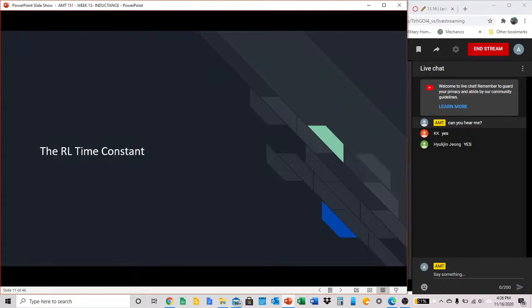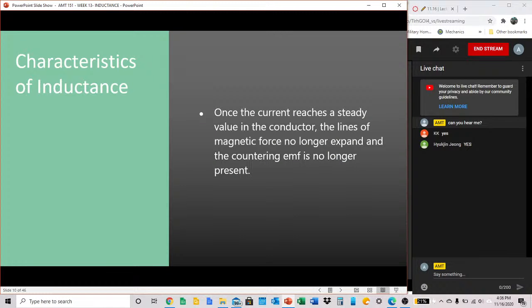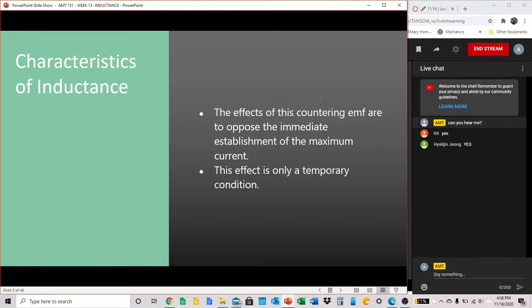There's a little more definition of these properties with the counter EMF in your textbook, so I would recommend reading up on that to get a better understanding of how that works.